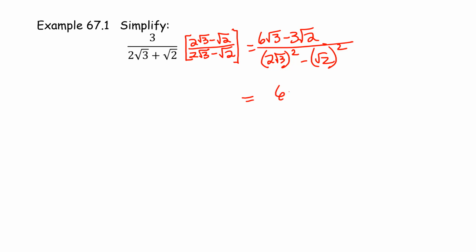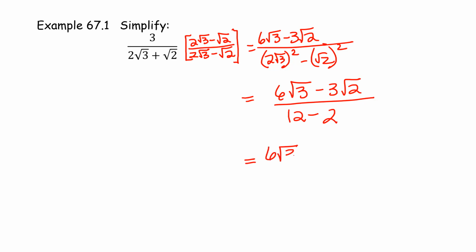And so that is 6 times the square root of 3 minus 3 times the square root of 2 on top. And on the bottom, 2 square root of 3 squared is 4 times 3, which is 12, minus the square root of 2 squared, which is 2. So you're going to end up with 6 square root of 3 minus 3 square root of 2 over 10. So it's still not a pretty fraction, but the denominator does not have any radicals. And that's the main thing we're talking about here.